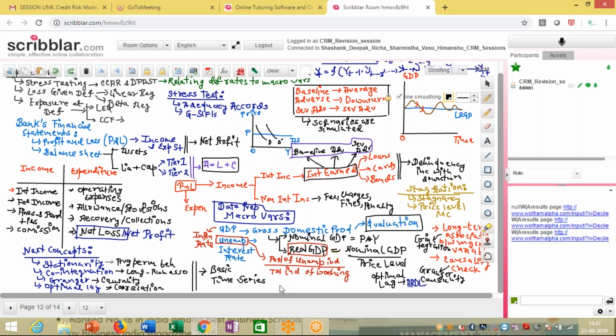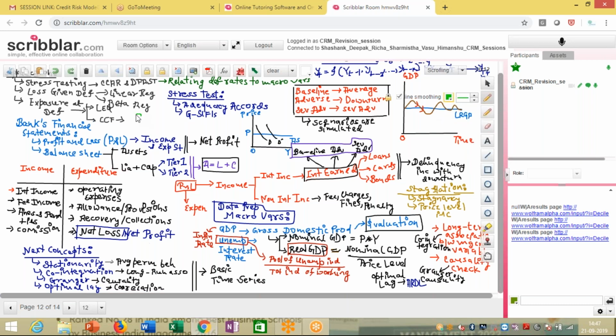And when I talk about identifying stationarity, we'll talk about it in a graphical manner, as well as in a statistical manner. So what are the statistical tests to check stationarity? The first concept that we start off our discussion with is the concept of stationarity.